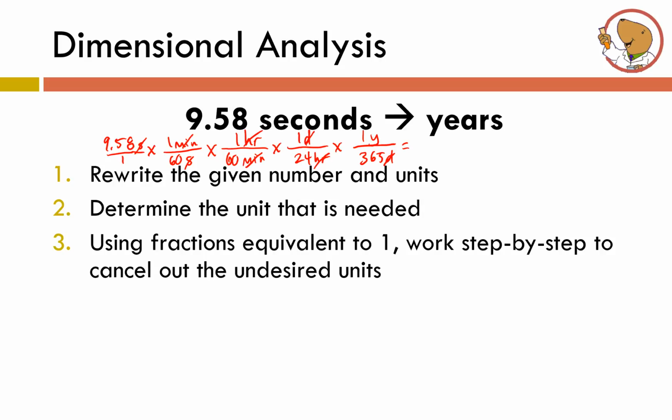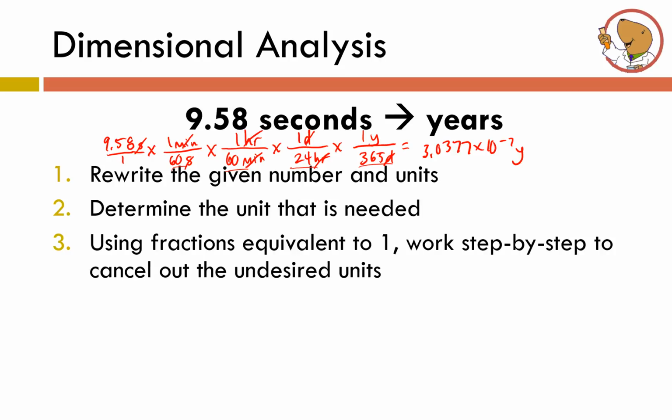From here, it's really just a math problem. I can take 9.58 divided by 60, divided by 60, divided by 24, divided by 365, and I'm going to come up with a little teeny tiny number. To be more specific, I come up with 3.0377 times 10 to the negative 7th years.